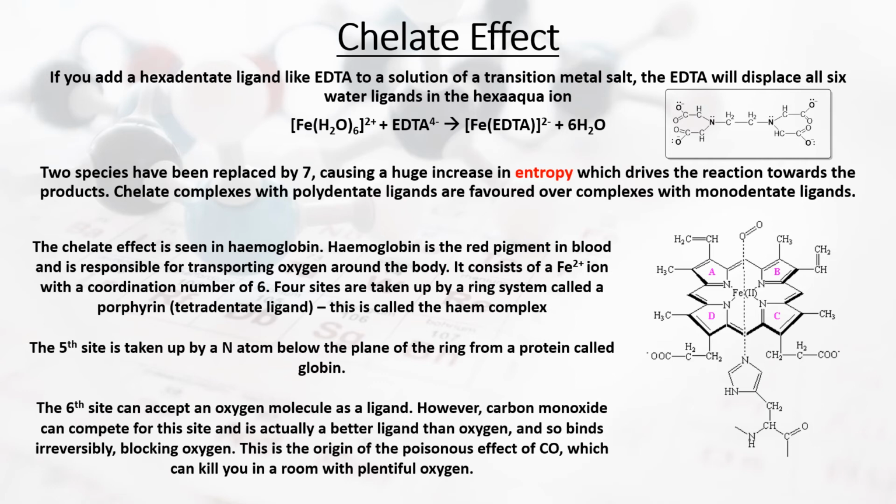And so the chelate effect is seen in the molecule of hemoglobin. Hemoglobin is the red pigment in blood. It's responsible for why the blood is red in humans, and it's responsible really for transporting oxygen around the body. The structure of it is shown there on the right.